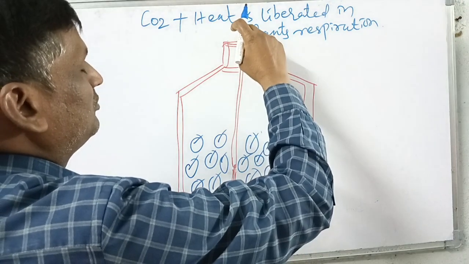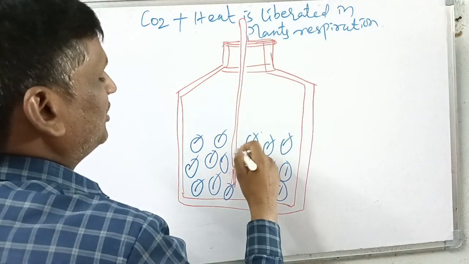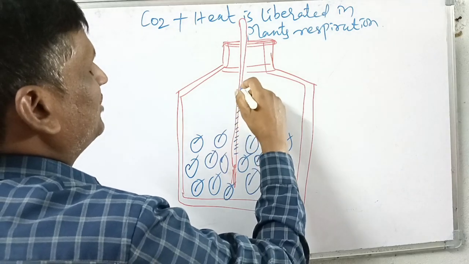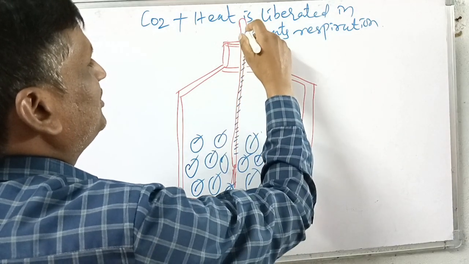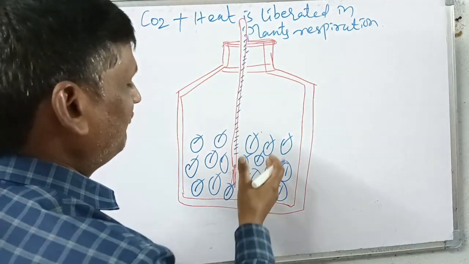The thermometer is inserted through the one-hole rubber stopper. This thermometer is used for measuring the temperature, if heat is evolved.